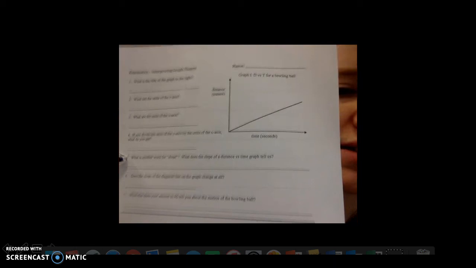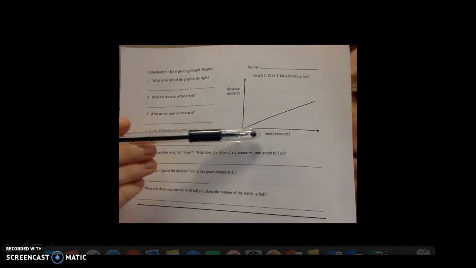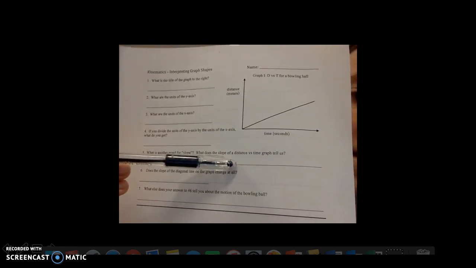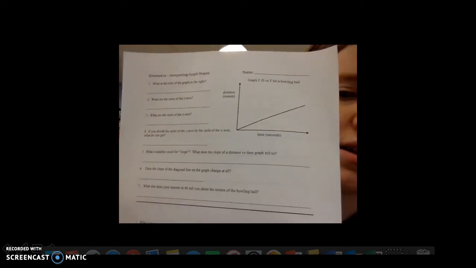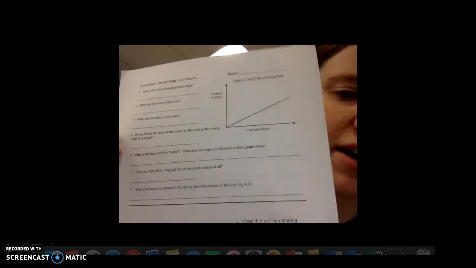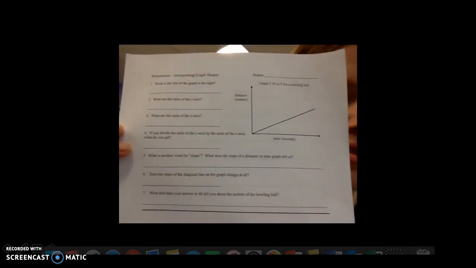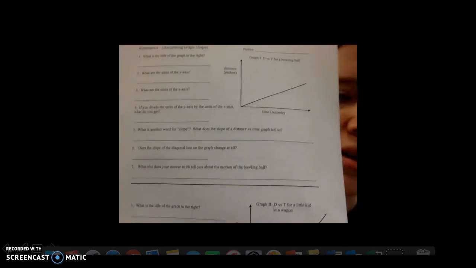We talked about this. What's another word for slope? It's like an incline. But what does the slope of a distance versus time graph tell us? If we're talking about distance versus time, it talks about this incline here, and we're seeing how far something travels and how fast. So it's telling us speed. Okay, the slope tells us speed.